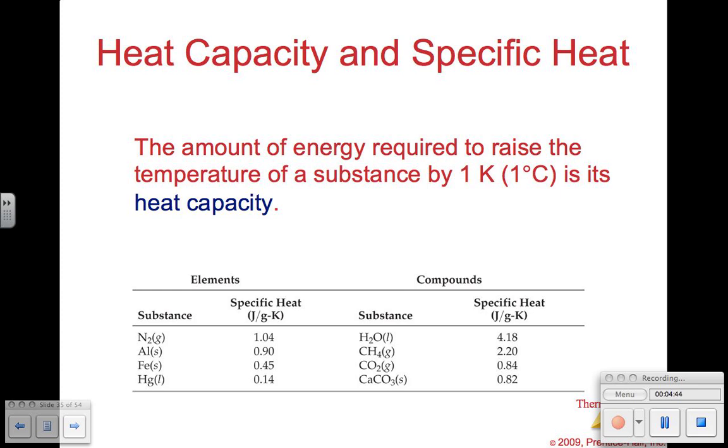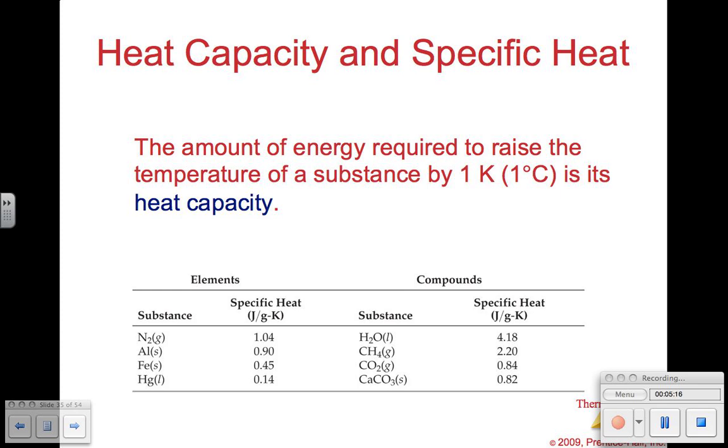Okay, so the amount of heat energy required to raise the temperature of a substance by 1 Kelvin or 1 degree Celsius is its heat capacity. And you notice in this table that certain things have higher or lower heat capacity, meaning they can absorb more heat before the temperature actually changes. So water in this table has the highest heat capacity, meaning it takes a lot more energy in the form of joules to change water from 1 degree Celsius to 2 degrees Celsius.